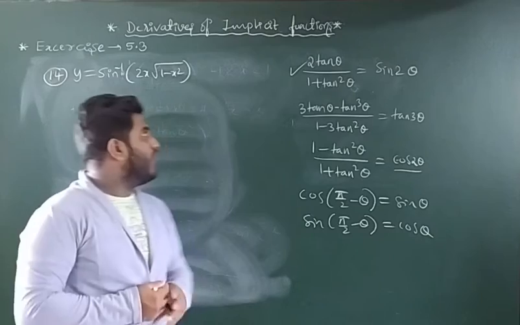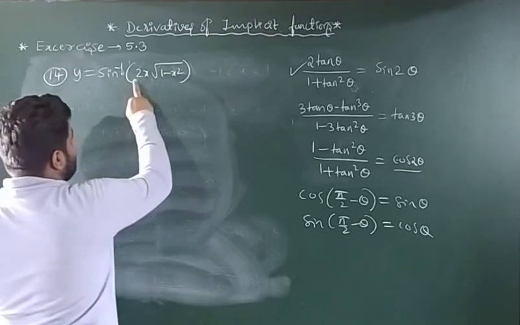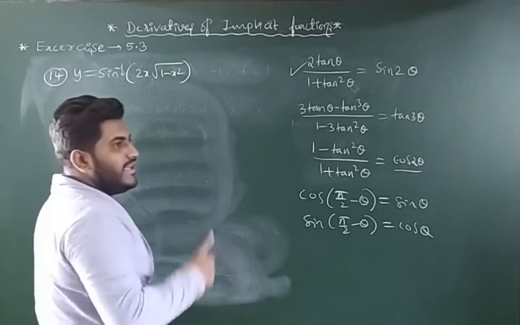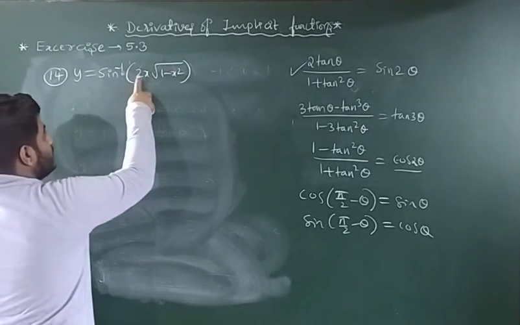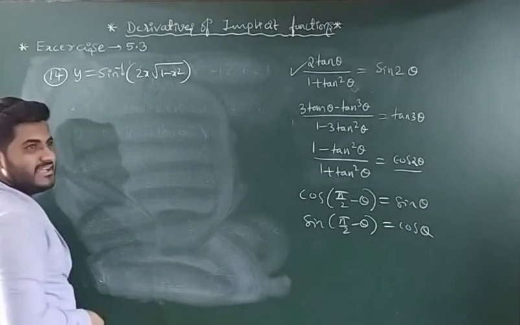So to do that, what we should do, let us put here x equal to sin theta. Look at here. 2 sin theta we are getting, square root of 1 minus sin square. You know already 1 minus sin square is cos square. Square root gets cancelled. 2 sin theta into cos theta is nothing but sin 2 theta. Sin and sin inverse get cancelled.